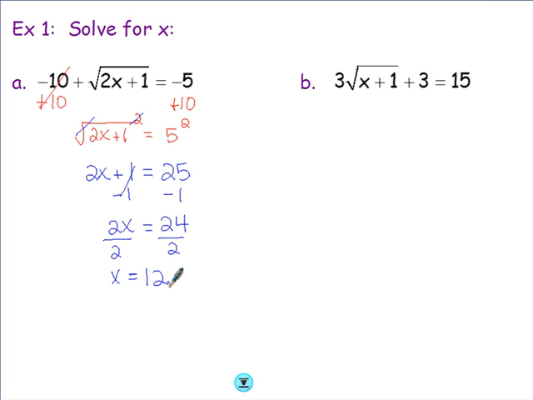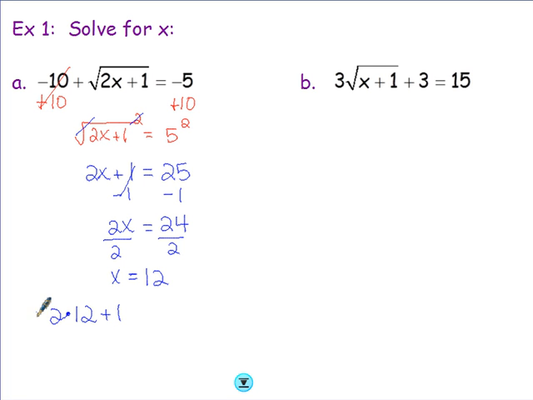Here's where we pause because we need to look at step number 4. We need to check this answer. So I'm going to go back to my original problem, before I move the 10. I'm going to put 12 where x is. So let's talk through this. 2 times 12 is 24. If we add 1 to that, we get 25.